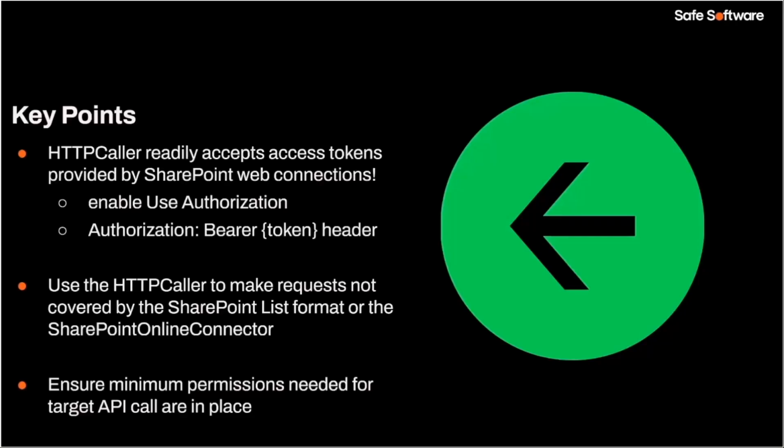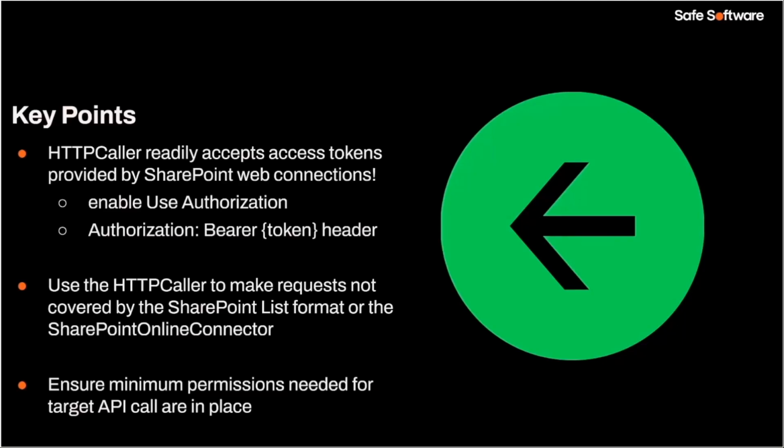Some key takeaways from the demo you just saw. The HTTP caller will readily accept access tokens provided by SharePoint Web Connections. In order to get the HTTP caller to do this, of course, you have to enable the use authorization parameter and then point it to your authorized SharePoint Web Connection. And if you do want to have the authorization header in place, the form it takes for the Graph API is exactly what you see on screen. I know I hinted that it might be necessary to have this header in place during the demo. The header is not necessary when you have the authorized web connection applied to the HTTP caller.